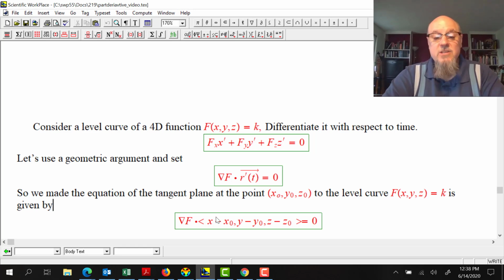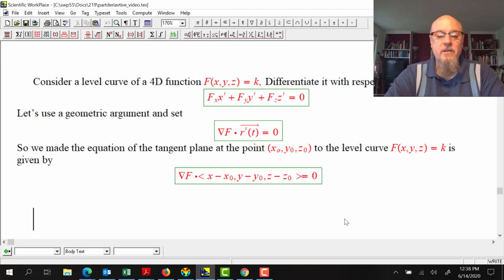So the tangent plane is given by that normal vector dot product x, y, z minus x naught, y naught, z naught, where this x and this y and this z are just the general points on the plane. X naught, y naught, z naught are the point about which we're taking the tangent plane. The dot product of those two is equal to 0. That's because the gradient and the tangent vectors are perpendicular. But this gives me the equation of the tangent plane. Let's do this as an example.